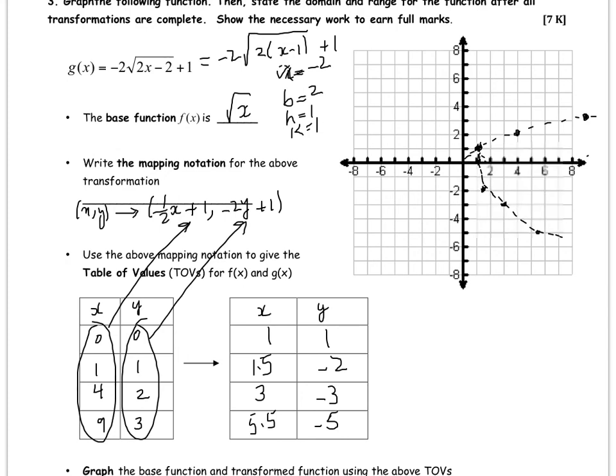Now, the next part of the question is asking us what is the domain and range for the transformed function. The domain, as you can see, is going to be all the x values, but the x values have to be greater than or equal to 1, which is everything to the right here. And the range values are going to be all the y values in the real numbers, but they have to be less than or equal to 1.